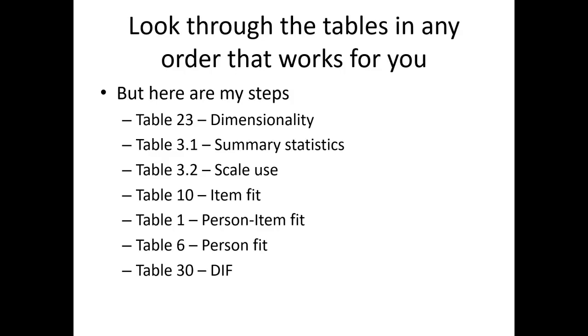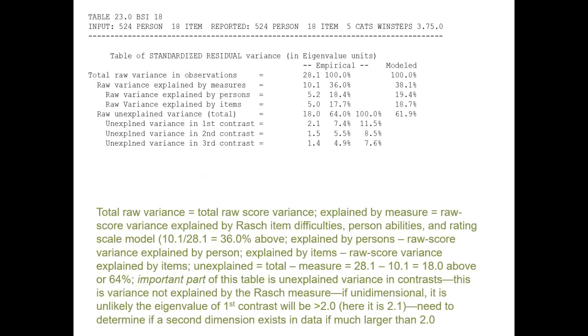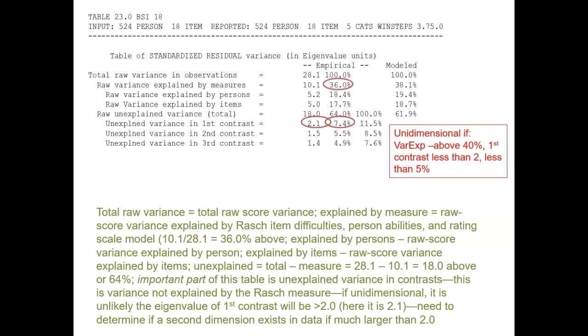And then if I'm doing differential item functioning, we'll go to table 30 with DIF. So this is our table 23. This looks at dimensionality, and specifically I'm going to be pulling these three things. I'm going to look at the total variance explained by the measure. 36% in this case is being explained holistically. I'm also going to be looking at the variance in the first contrast. This is kind of the extra stuff. Is there a second dimension seen? Looking at eigenvalues, which would be the 2.1, and how much is being explained by that second possible dimension, at 7.4%. Again, we're going to come back to all of these. This is just a quick high-level overview that you can come back to.